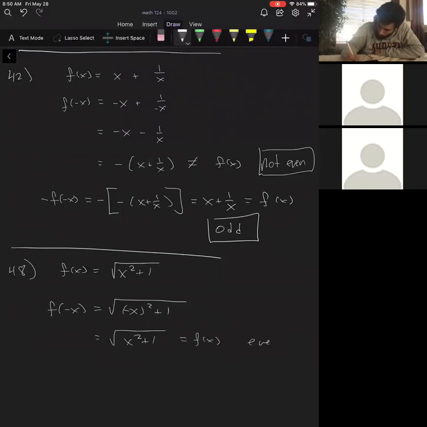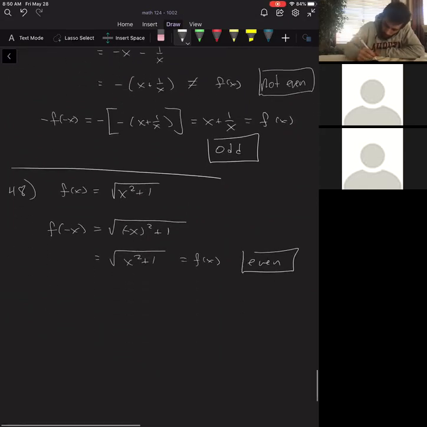So we are even. Okay, so now let's see if it's also an odd function. For that, we have to take minus f of minus x. This is just going to be minus the f of minus x we found right here. So minus the square root of x squared plus 1. But that is not the same thing as f of x, so it's not going to be odd.